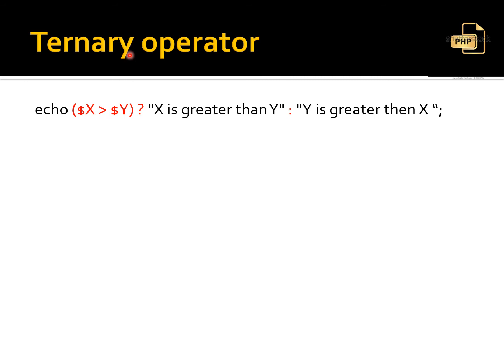Then the ternary operator or conditional operator. The syntax is echo $x greater than $y. So this is our condition. After specifying the condition in parentheses, there will be a question mark. Then if this particular condition is true, the first expression will be executed. Otherwise, the second expression will be executed. The first expression and second expression are separated by a colon sign. So this type of operation is termed the ternary operator or conditional operator.